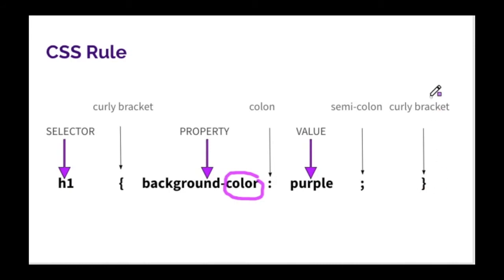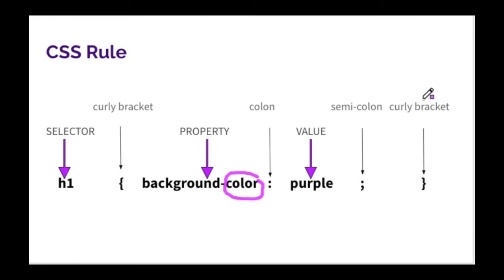This is known as the CSS rule. So selector, curly bracket, property, colon, the value, semicolon, and curly bracket.